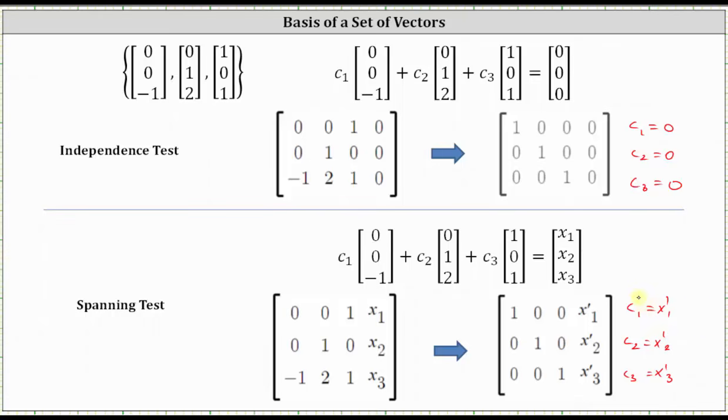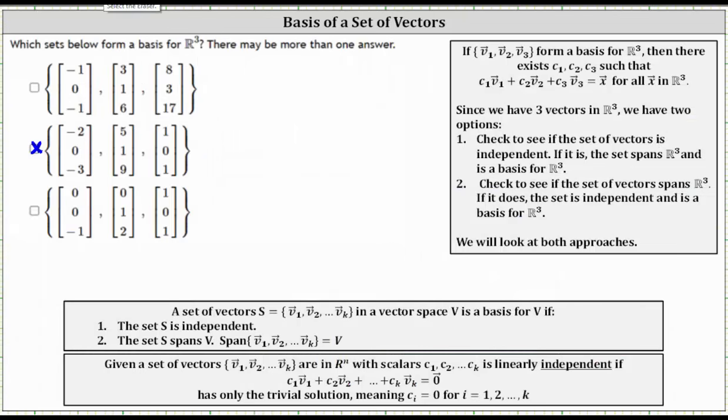So there are values, C sub 1, C sub 2, C sub 3, where any vector in R3 can be written as a linear combination of the given set of vectors. So the set does span R3. Because we have 3 vectors in R3, they must also be independent. Once again, verifying the set of vectors does form a basis for R3. Which means we also select the third set of vectors because they do form a basis for R3.